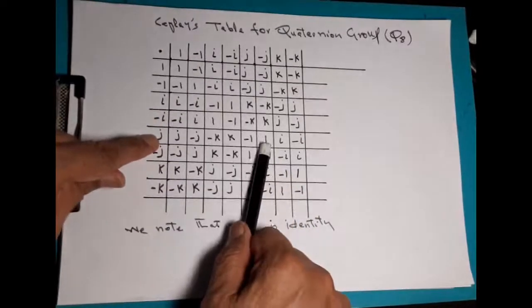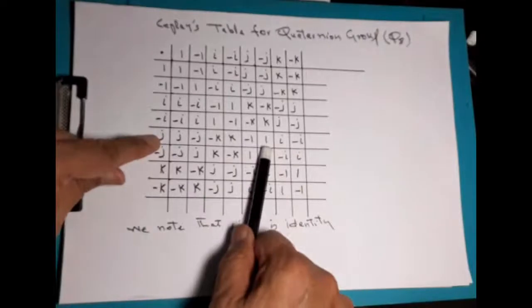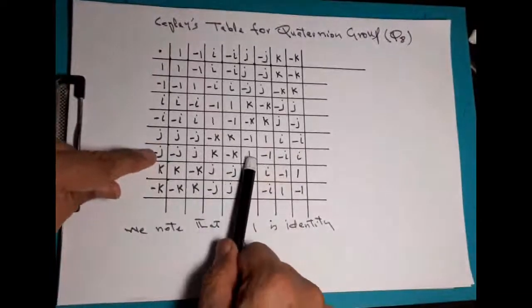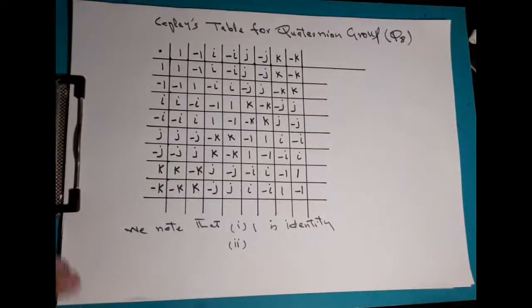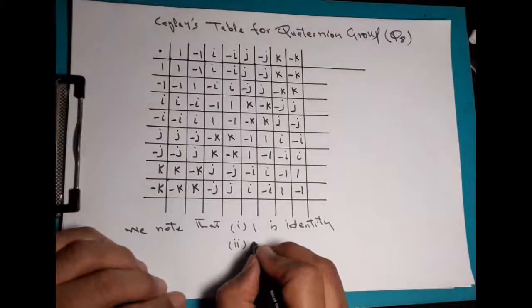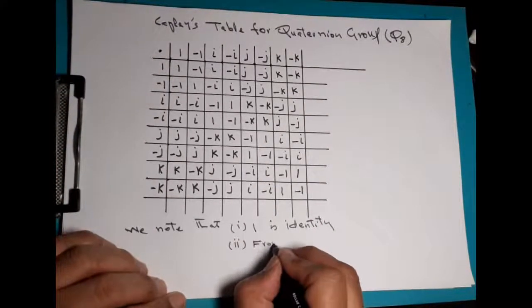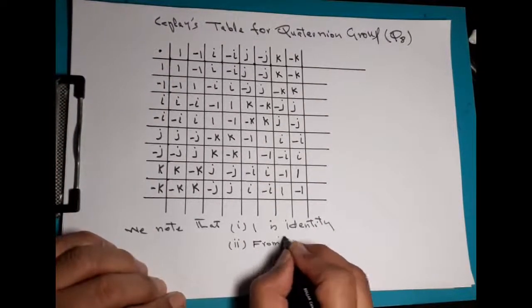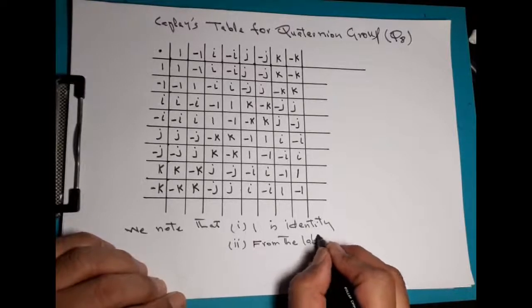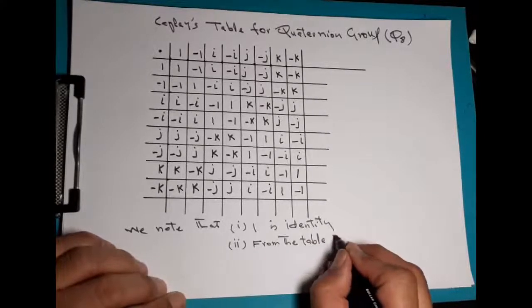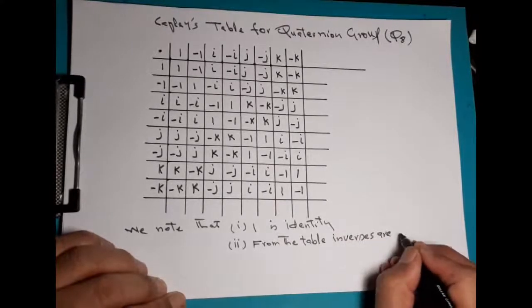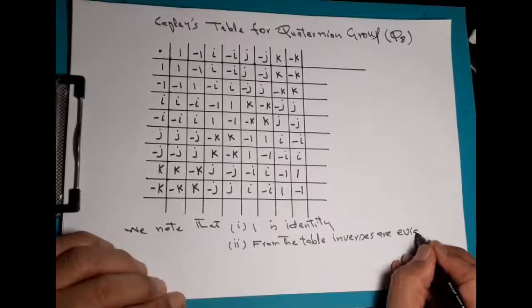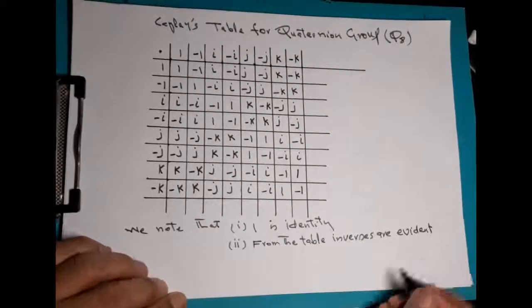Then we have 1 here. j is the inverse of -j. We got 1 here. So -j is the inverse of j, and so on. So the inverse of each element exists. You can see from the table. Inverses are evident. You can easily see what the inverses are.